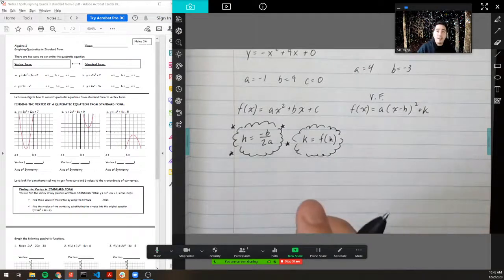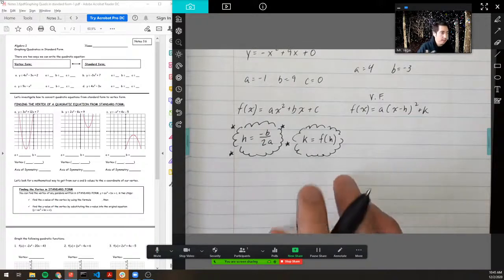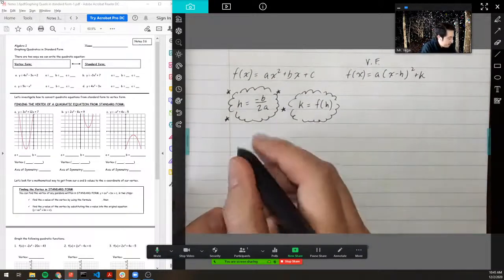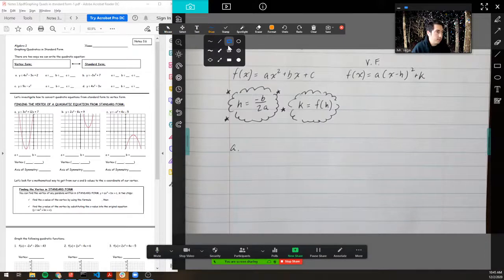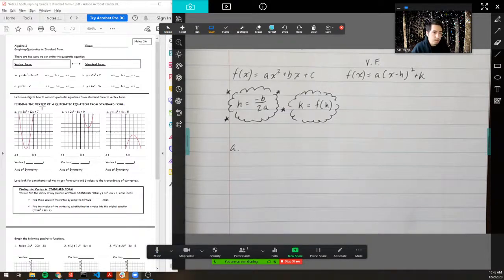Meaning, once you find your h value, you plug it back into your function f, and that's what will give you k. So let's practice. The first one we have here, this is kind of that second row. If you want to follow along with the notes, we're looking at this one here.